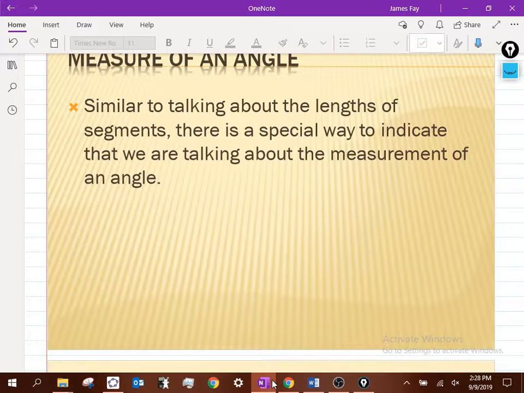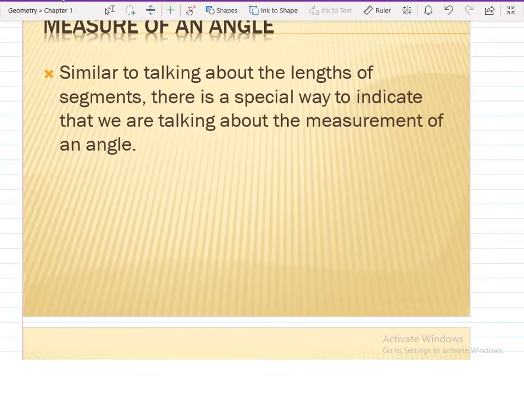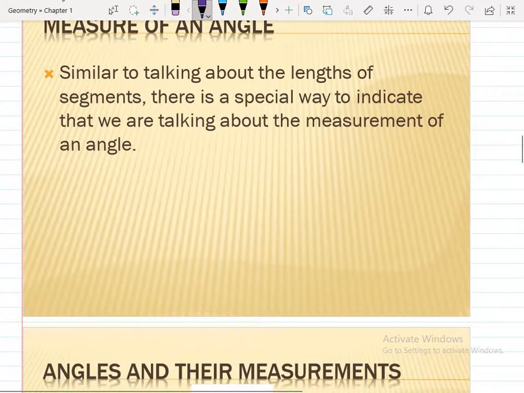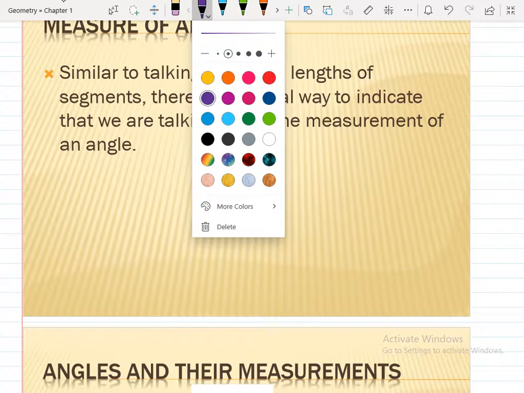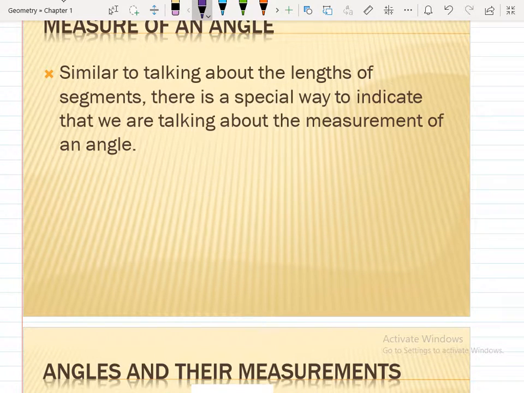I think we briefly discussed this on Friday, but then we went away from it. There are two ways to talk about a measure of an angle. Two types of units. The first unit, which you're familiar with, is degrees. So if I were to write here that one technique is degrees. Now we're going to talk about 0 degrees to 180 degrees mostly.